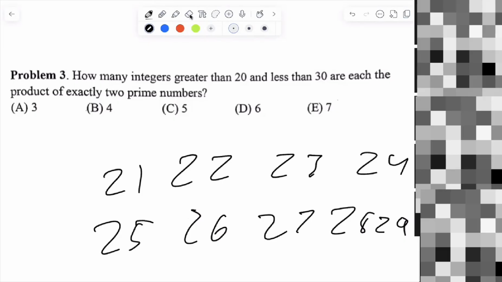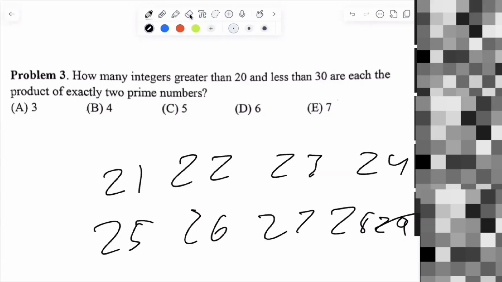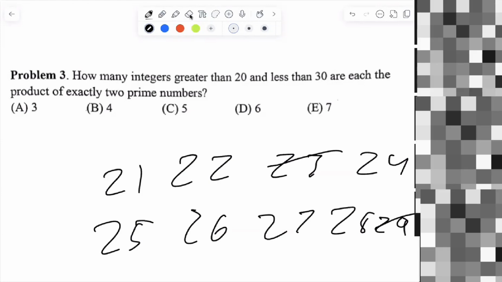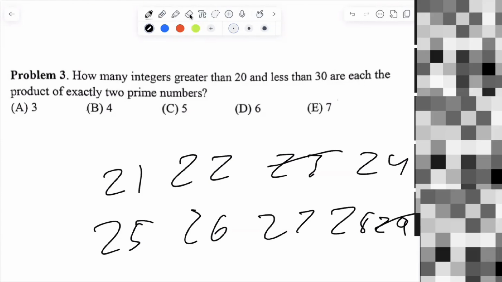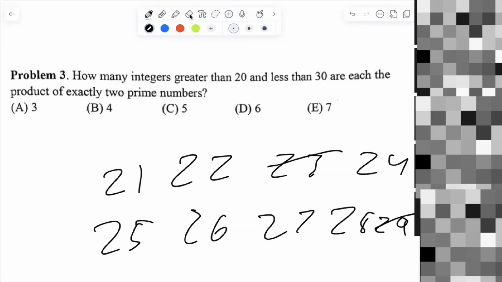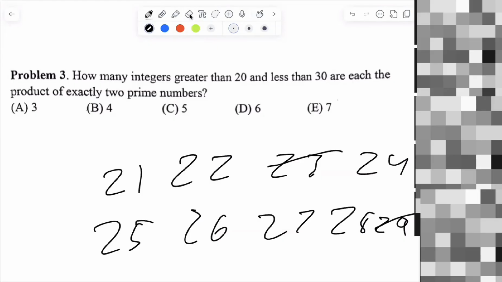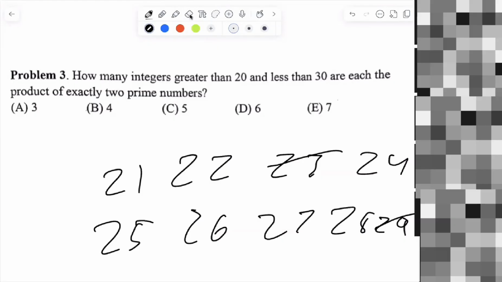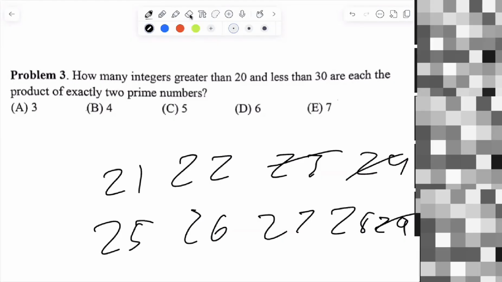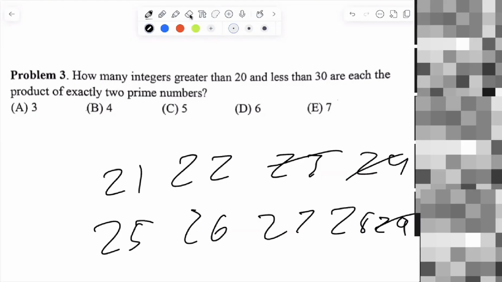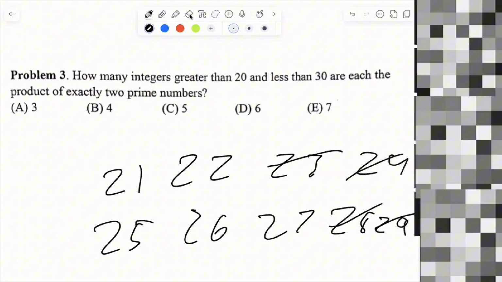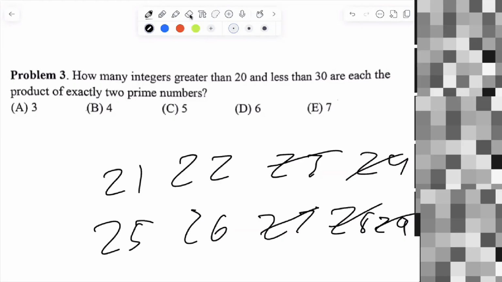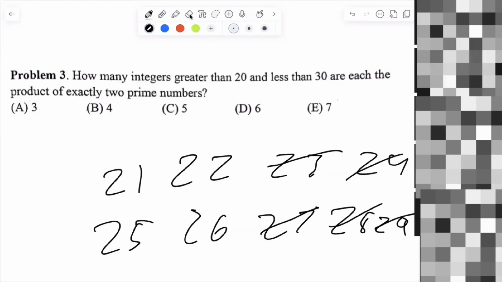Notice that 29 does not work. Any prime number in this case does not work, since we want two prime numbers that you multiply together and you get a composite number, and exactly two prime numbers. Similarly, we can rule out 24. 28 does not work. 27 also does not work. So we're left with these cases, and it turns out that all of them work.